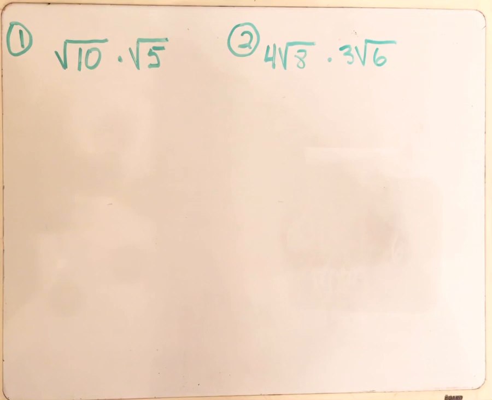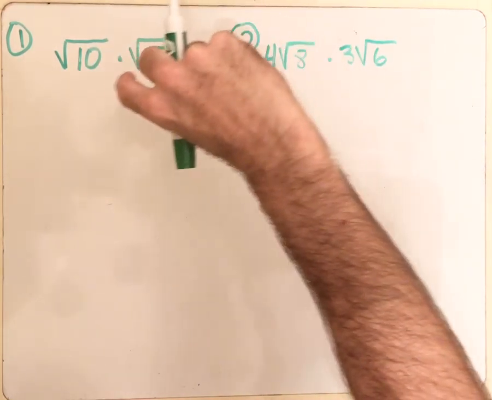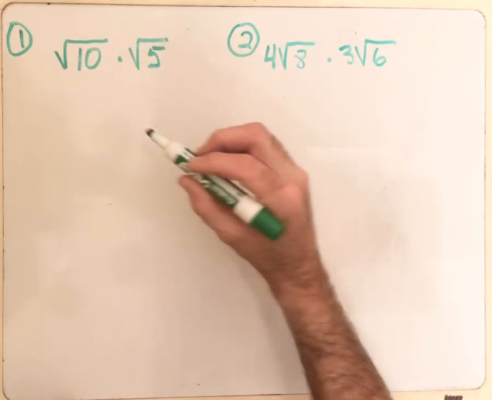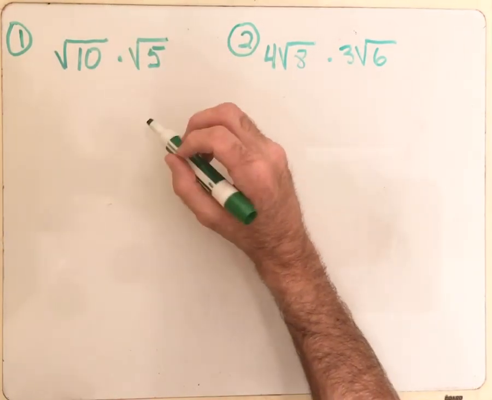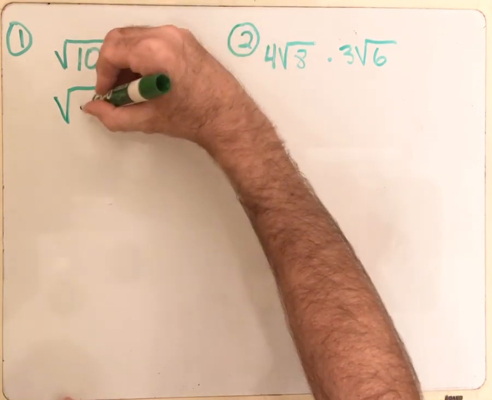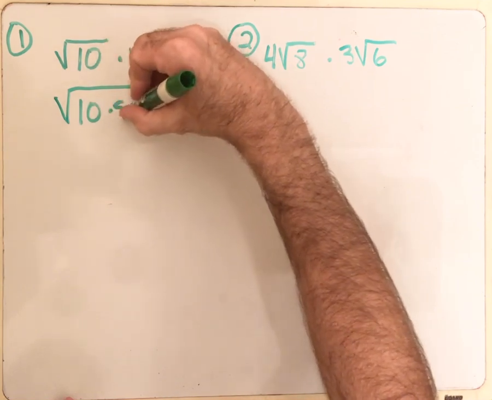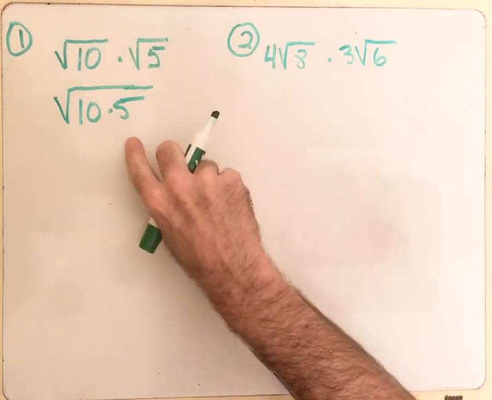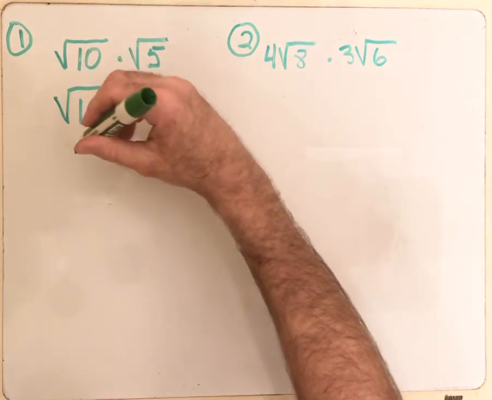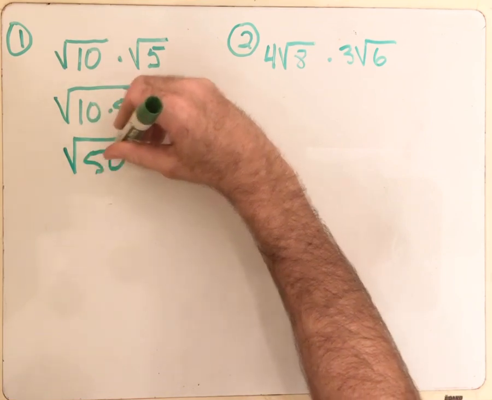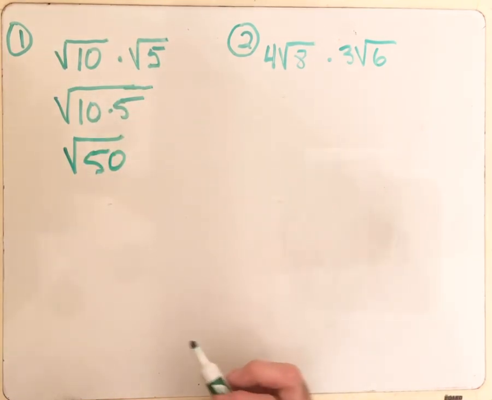So when we multiply square root terms together, we're going to multiply the stuff on the outside together, and we're going to multiply the stuff on the inside together. Looking at this first problem, we have the square root of 10 times the square root of 5. That is the same as the square root of 10 times 5. So all we're going to do is multiply the stuff on the inside. 10 times 5 is 50.